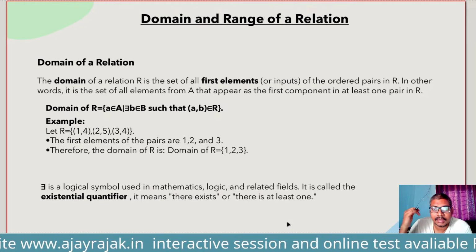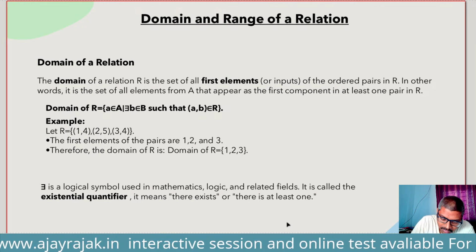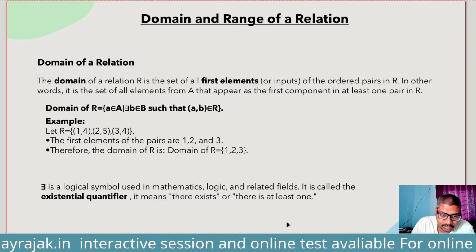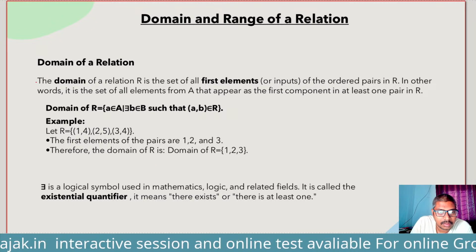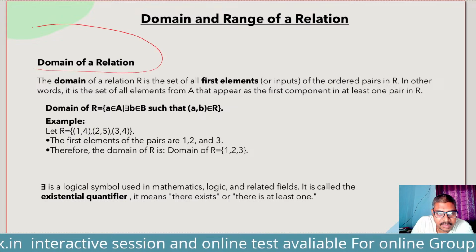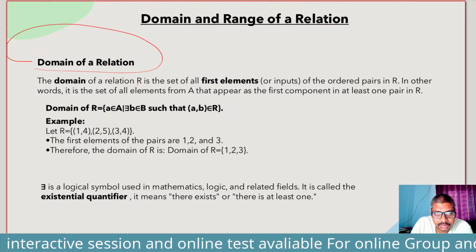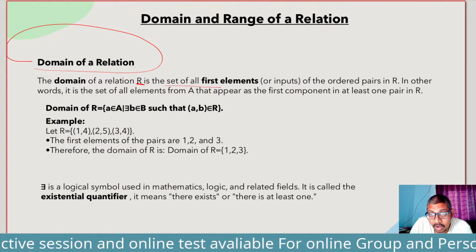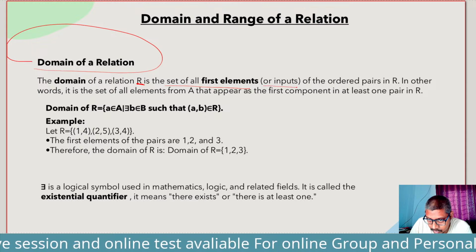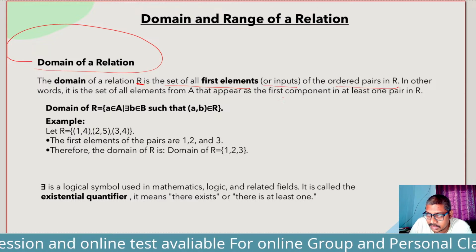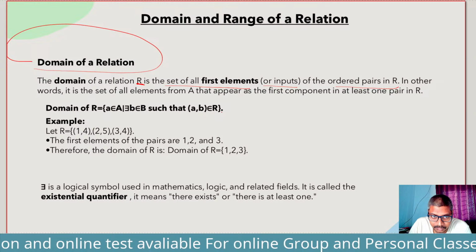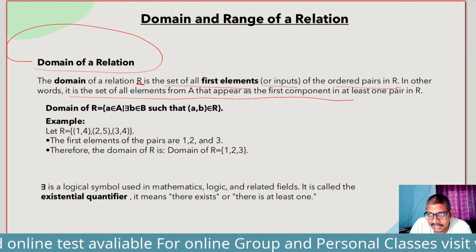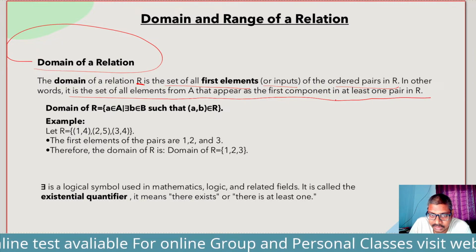So, domain and range of a relation. A relation is the association between set A and set B. Now, the domain of a relation, suppose we have a relation R defined, is the set of all first elements or inputs of the ordered pairs in the relation R. It is the set of all elements from A that appear as the first component in at least one pair in R.